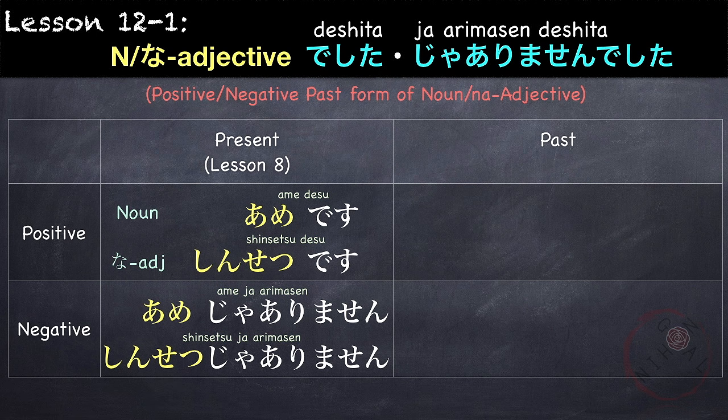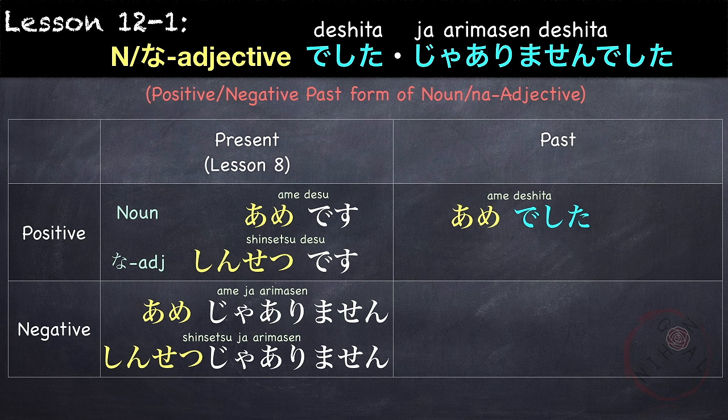The first one is the positive, negative past form of noun or na-adjectives. In Lesson 8, we've learned that the positive form of a noun or a na-adjective is just by adding desu at the end. For the negative form, just change desu to ja arimasen. For example, ame ja arimasen. Shinsetsu ja arimasen. Now, in this lesson, we would learn how to form the past form of a noun or a na-adjective by using deshita or ja arimasendeshita.